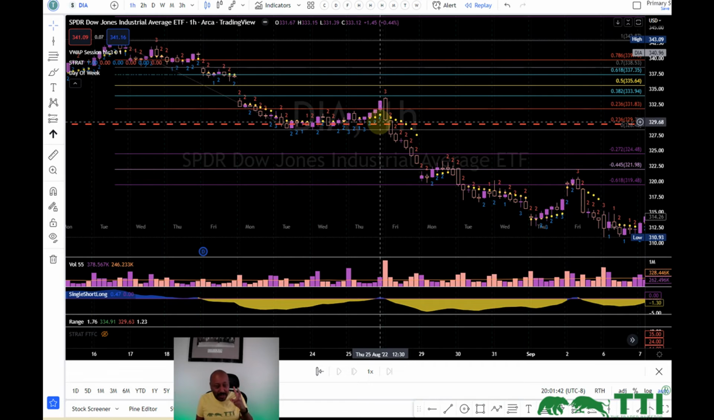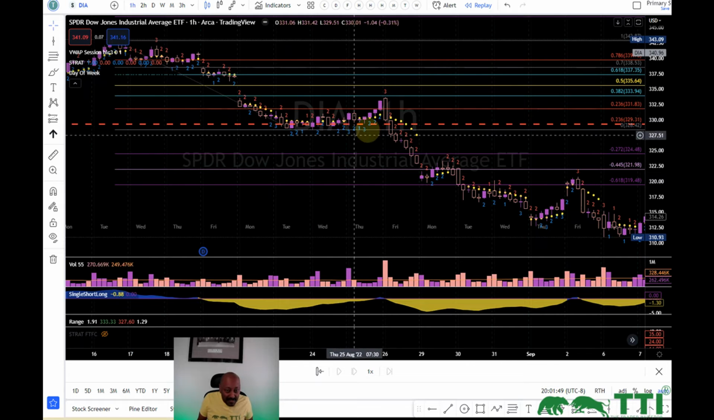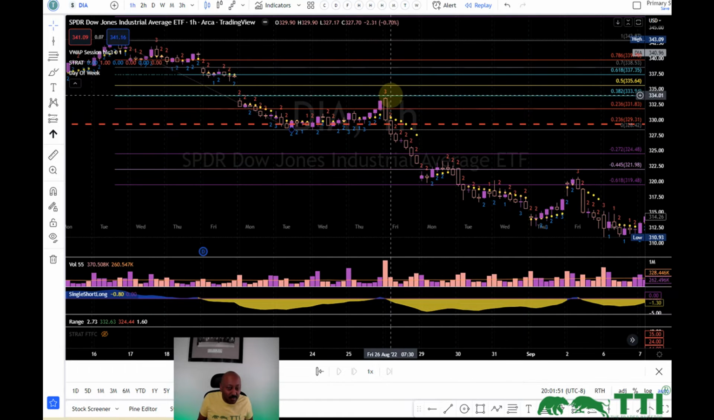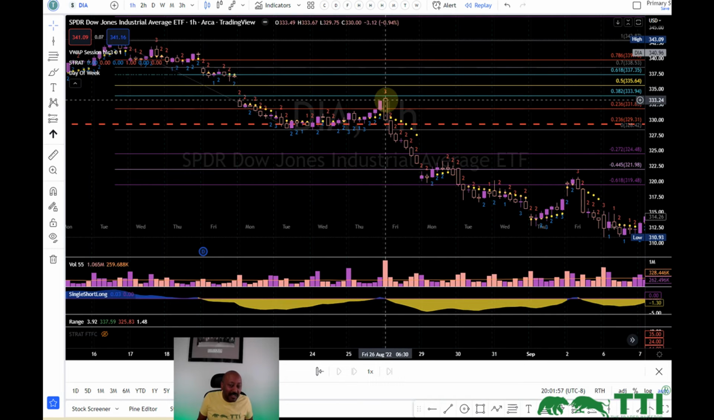One, a hammer or an inverse hammer at the significance area, right? Area of value. So this retraced to 38.2. I want to enter. I'm looking for an inverse hammer because I'm going to the downside. Or I'm looking for an engulfing, meaning the current bar engulfs the previous bar completely. It takes out both the highs and lows.